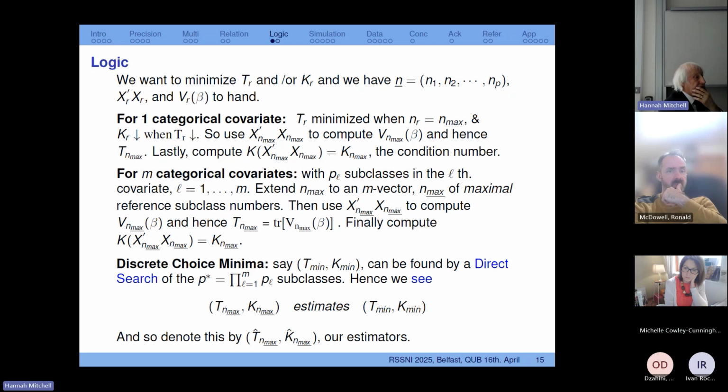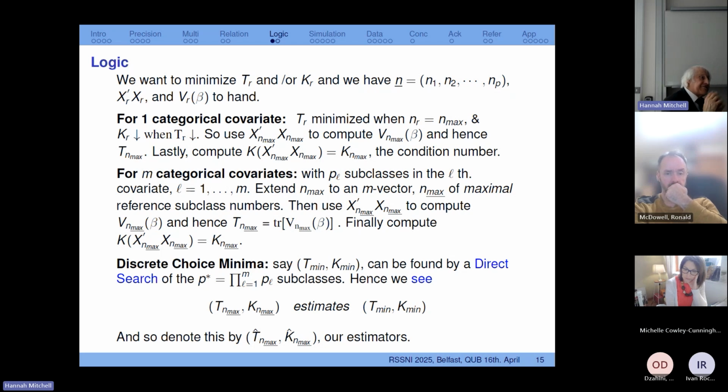So for any model, any linear model, we could search, but in this case, we could search and find the minimum just by a numerical direct search calculation. And then we can ask, how good are the 2 statistics that we computed by inspection, which involve no computation? Are they anywhere near the discrete choice minima?